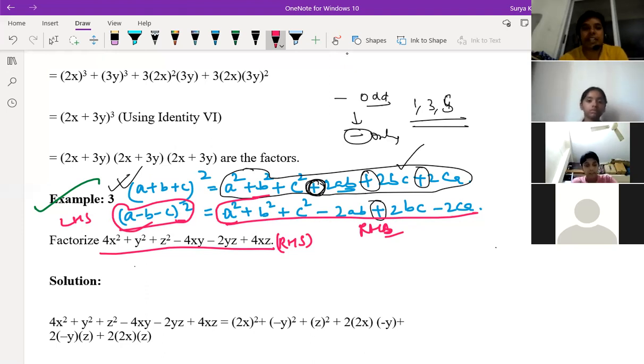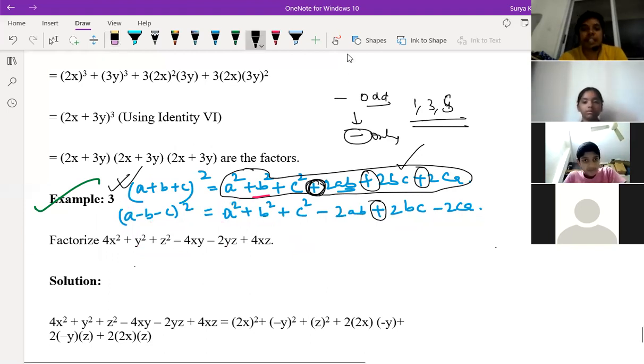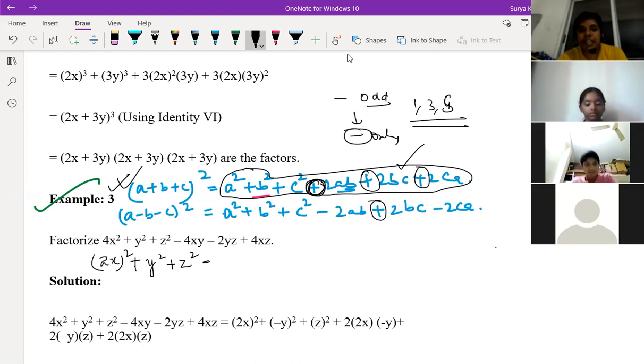Here, this is not a whole square. This is 4x square, children. What is given here? 4x square. So the first step is you have to write it in whole square form. First step means you should write in whole square form. Is it clear, children? (2x) whole square plus y square as it is, plus z square, minus 2xy, 2 into x into y. See, the same thing is coming. Sir, I think it's 2x minus y minus z, sir.